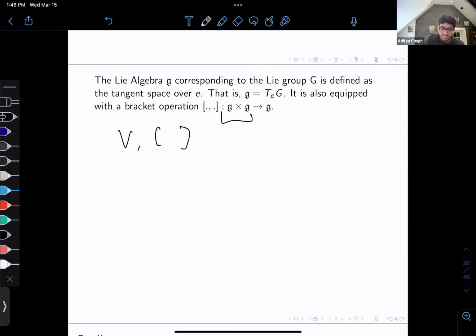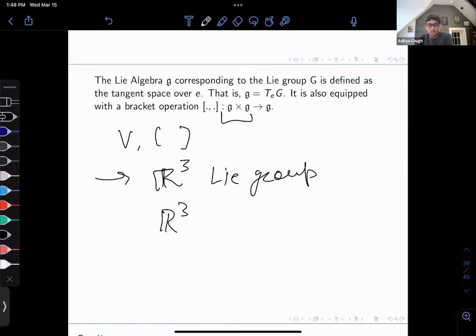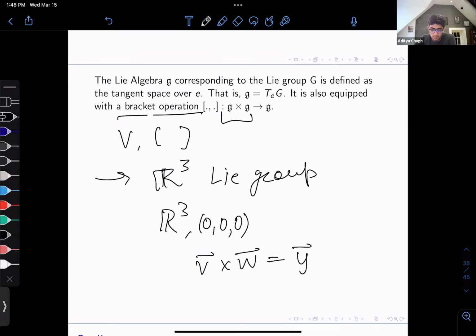An example here again would be R3 as the Lie group, and the Lie algebra would be R3 again. And you might wonder what operation we can imbue on this that takes in two elements and gives you another element, and that is the cross product. So you have two vectors, and that gives you another vector in R3. This bracket also has certain properties, but for the purposes of the talk, it's not really necessary.